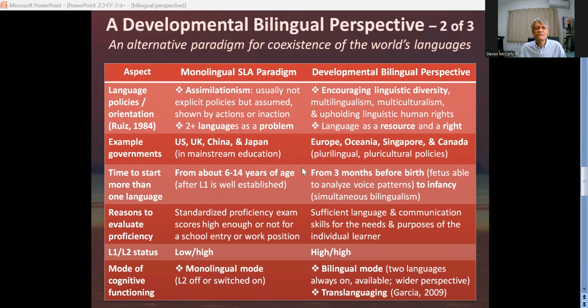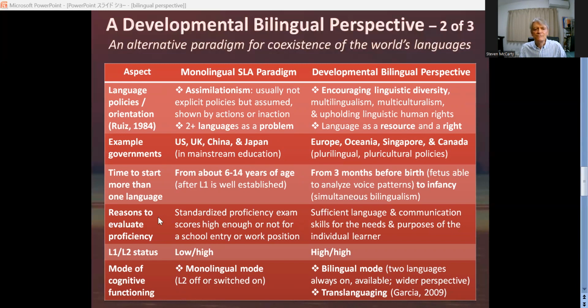Then regarding when to start more than one language, ordinarily in monolingual countries it's from about age 6 to 14, after the first language is well established, they believe. But in the bilingual experience, you can start from 3 months before birth, where the fetus is able to analyze voice patterns, or starting in infancy, which is called simultaneous bilingualism.